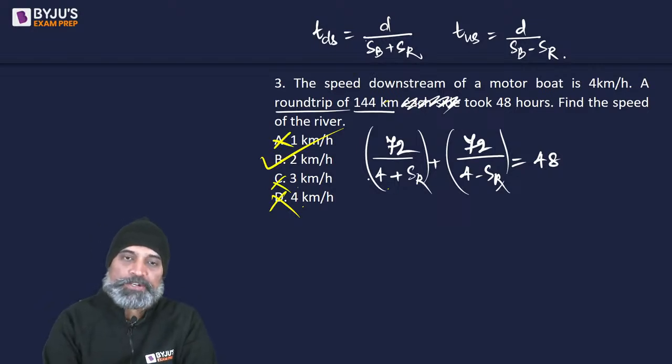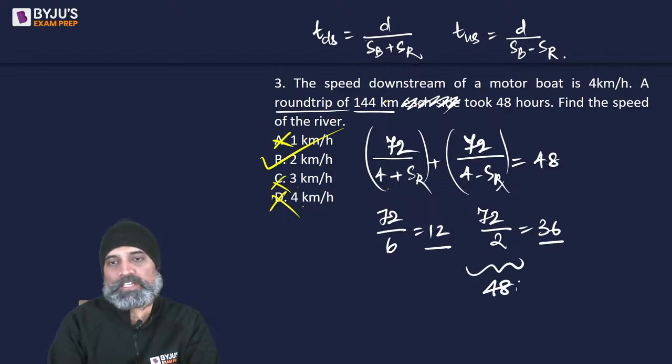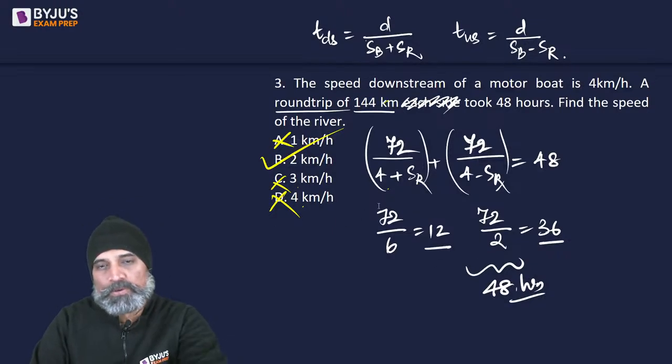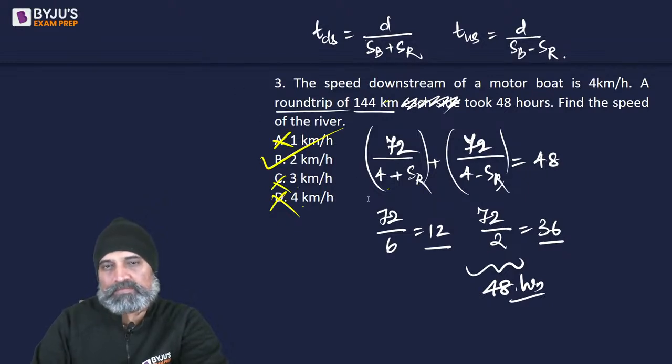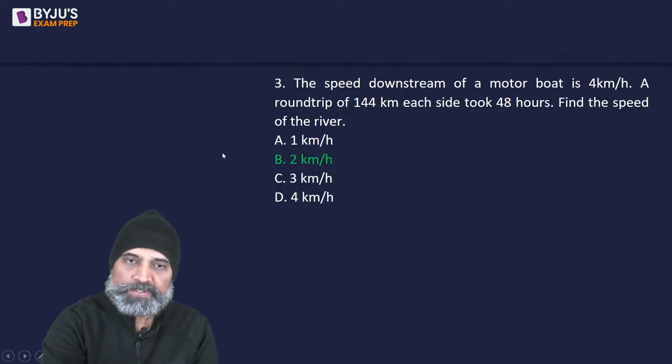So 72 by 6 is going to be 12, and 72 by 4 minus 2 is going to be 36. 12 hours and 36 hours, their sum is going to be 48 hours, right? I hope there is no problem in this, right? Yes, each side should not have been written, this went wrong here. That made the question confusing.